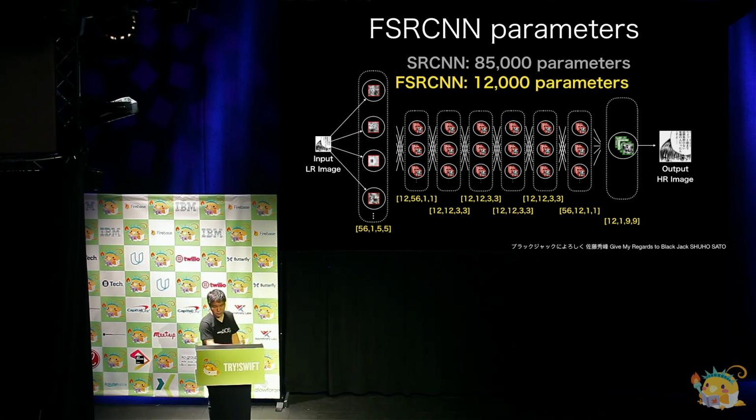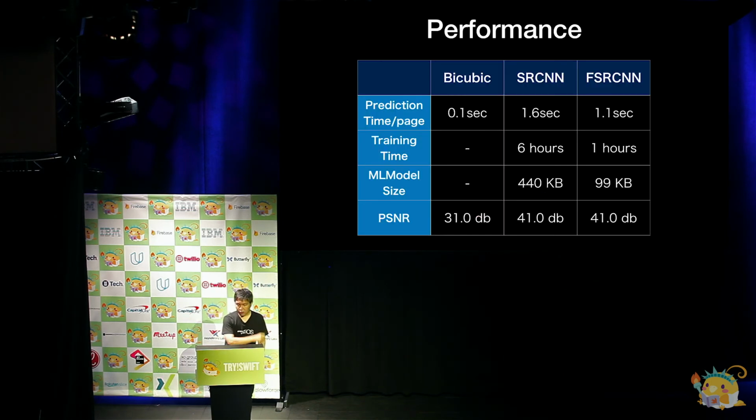I measured the performance of each method using an iPhone 10 device. FSRCNN clearly shows the best performance. Prediction time and training time are very fast, and the model size is very small. On the last row, I show the PSNR, peak signal to noise ratio. It shows the image quality. Both SRCNN and FSRCNN show high values. As you see, a slight change in the network structure dramatically improves the performance of the model.